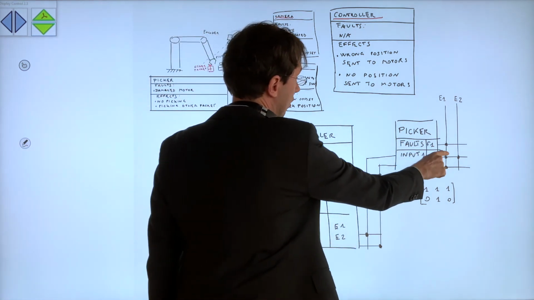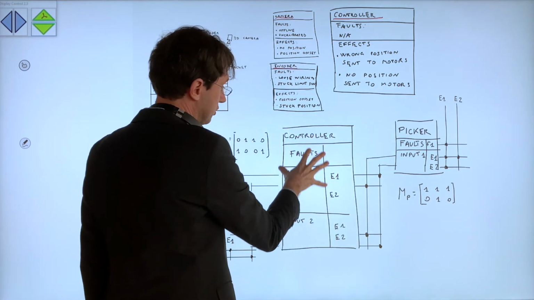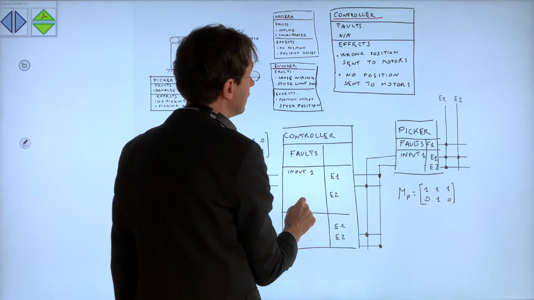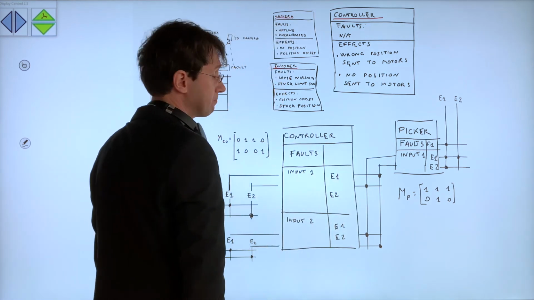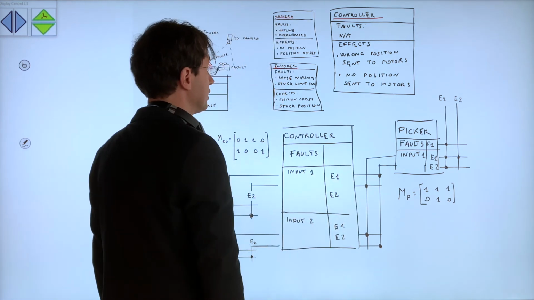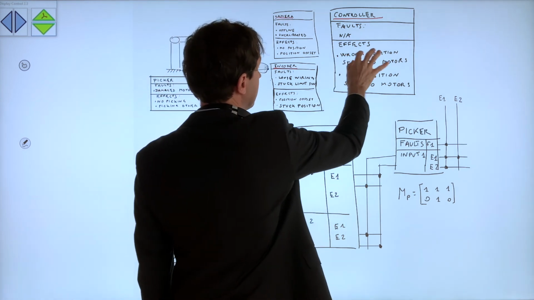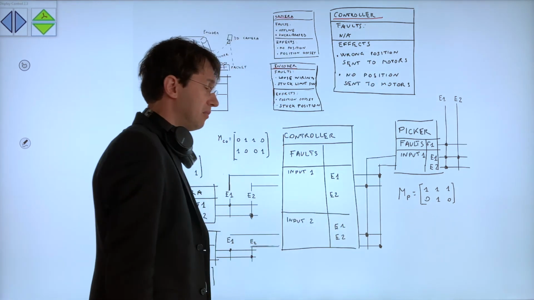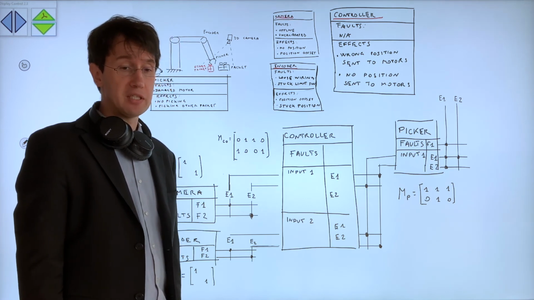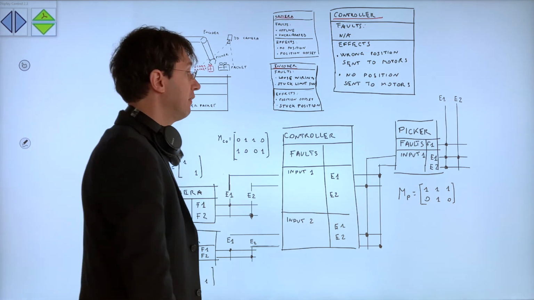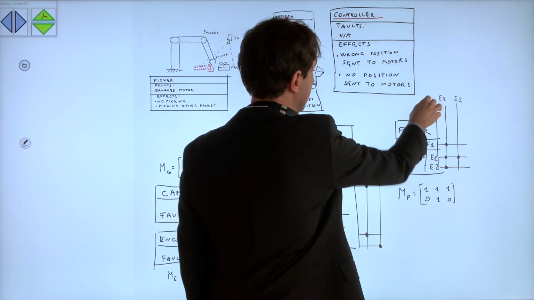But no picking will also occur if we have one of the controller effects propagated. So no position sent to the motors, because then the robot is not moving. But also if we send the wrong position to the motors, because if the robot moves into a position where there is no packet to be picked up, then the effect is that we don't pick any packet.